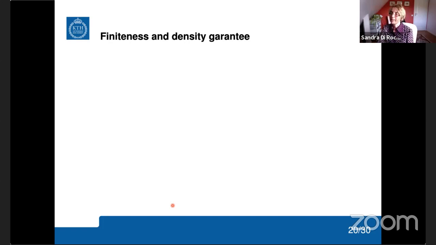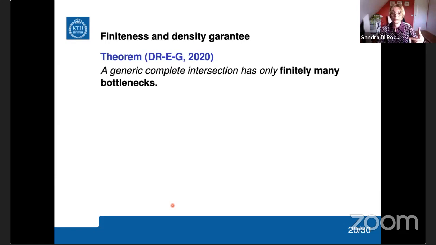Finiteness. We wish to have a finite number of bottleneck lines, these pairs. In fact, that's the case for generic complete intersections. Complete intersections means that the solution set of a polynomial system has codimension equal to the number of polynomials in the system. So you can think of it as a solution set having the expected dimension. This is not something weird to require. It happens very often.